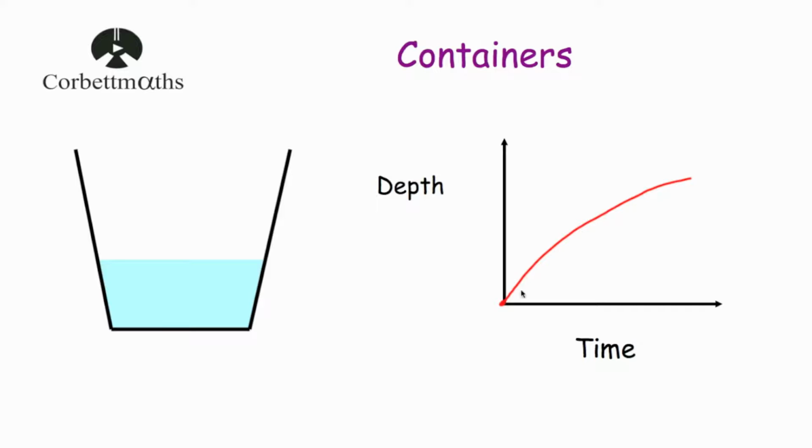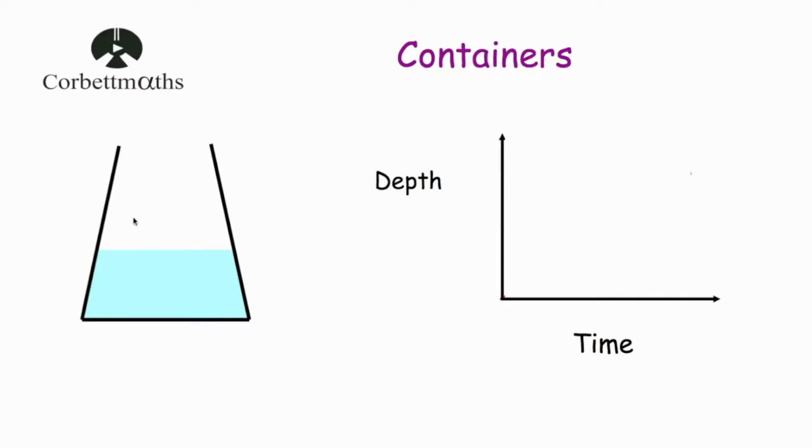So it's going to look like that. It's going to be a curve, and it's going to curve like so. But what happens then if the container looks something like this? And I'm sort of picturing a conical flask or something like that in science. Now, I hope I've got that right.